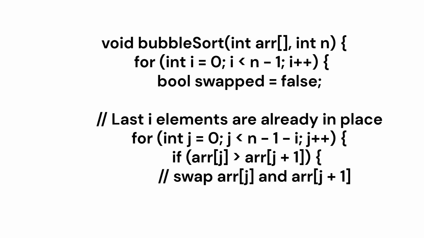bool swapped = false. Inside the outer loop, we declare a Boolean variable. bool swapped = false. This variable keeps track of whether any swap happened during the current pass. If we make even one swap, it means the array was not fully sorted yet. If we make no swaps in an entire pass, it means the array is already sorted, and we can stop early. This small flag helps make bubble sort a bit faster on nearly sorted arrays. Visual idea: show a toggle switch labeled swapped starting as OFF.